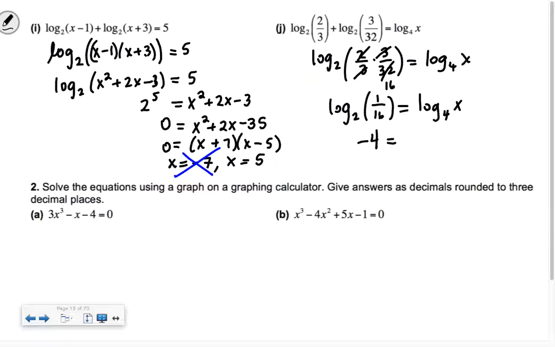So we get negative 4 is equal to log base 4 of x. So we get 4 to the negative 4 equals x. So 4 raised to the positive 4 is 256. So what's 4 raised to the negative 4? 1 over 256. Yep, so even those you can do, so don't be scared.